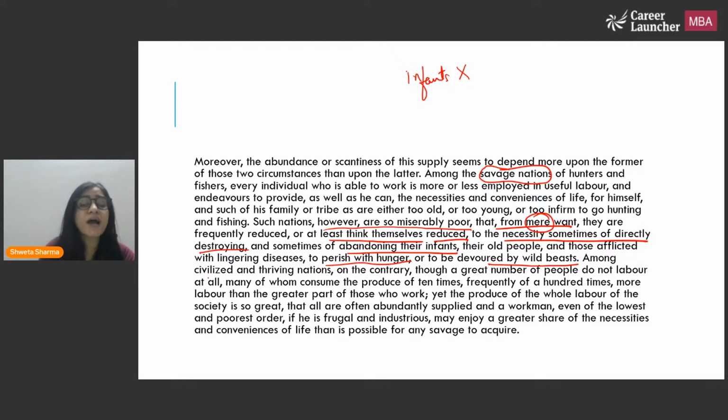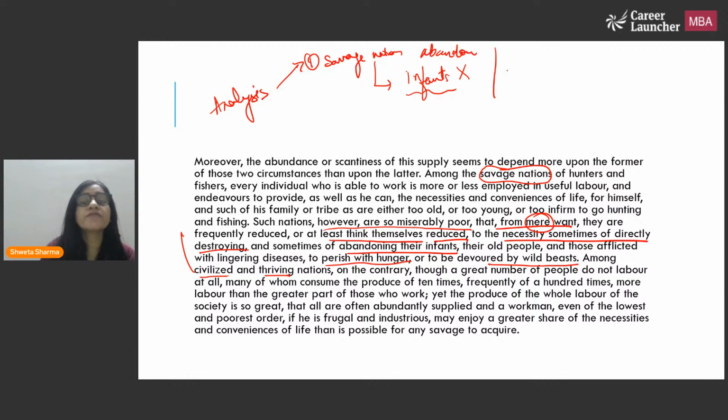Among civilized and thriving nations, so there is an analysis given here. The author on one side talks about the savage nations, stating that the situation there is so bad that they have to abandon their infants, or leave the elderly to just wither away. On the other side, he talks about the well civilized nations.